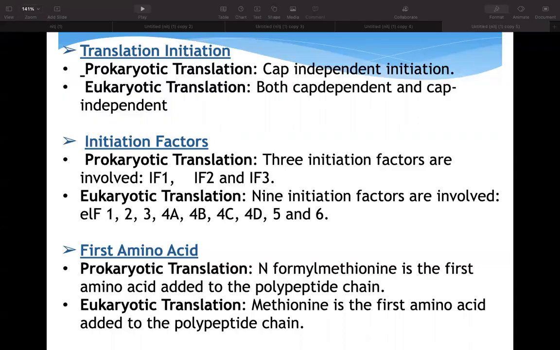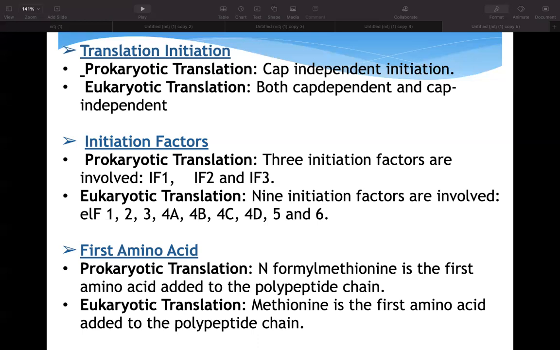The difference in translation initiation is that in prokaryotic translation, it is a cap-independent initiation. But in eukaryotic translation, it is both cap-dependent and cap-independent. When the cap is present, the translation occurs, but in the absence of the cap, the mRNA degrades, thus no translation occurs.